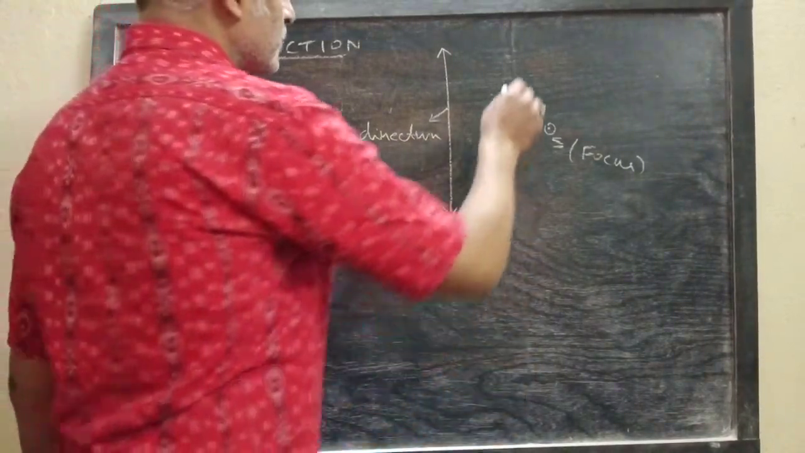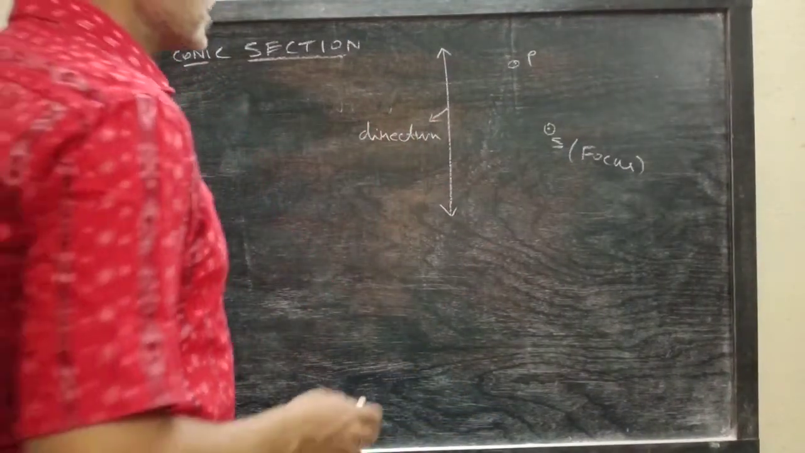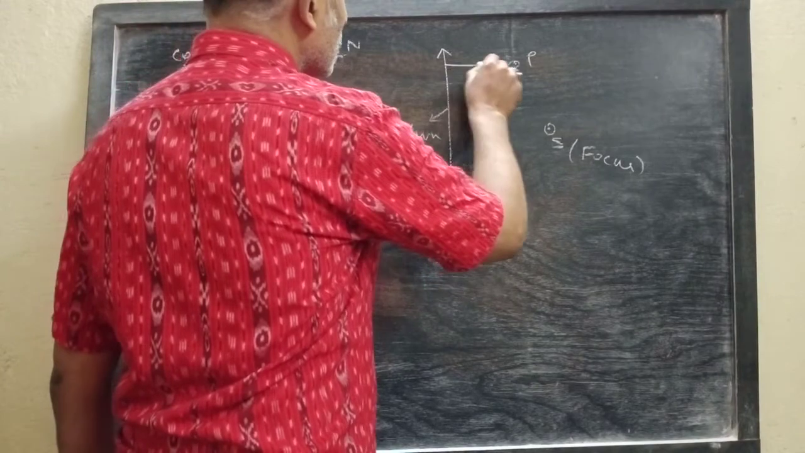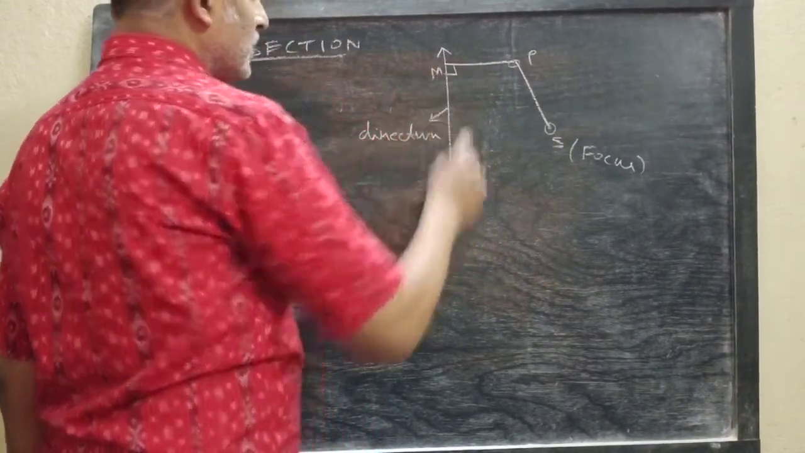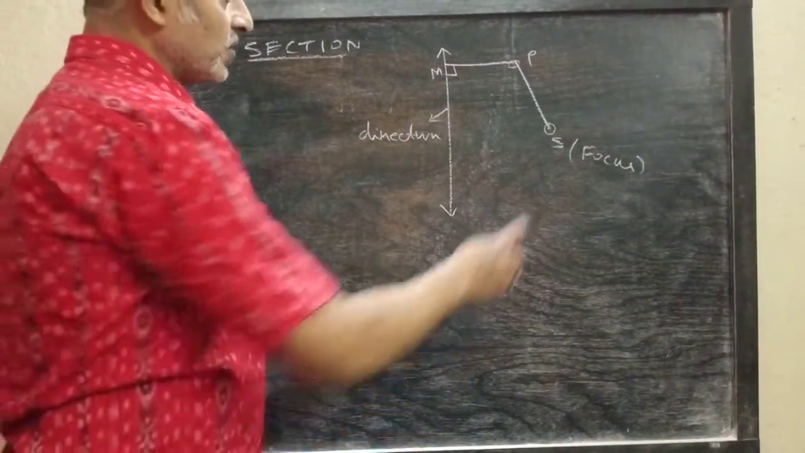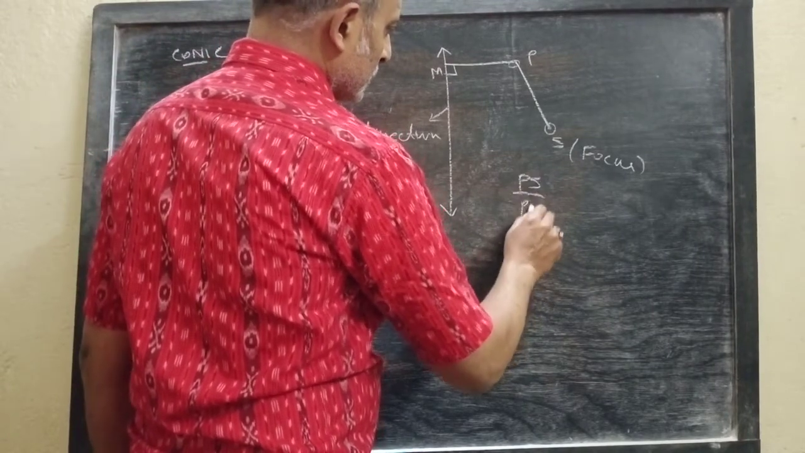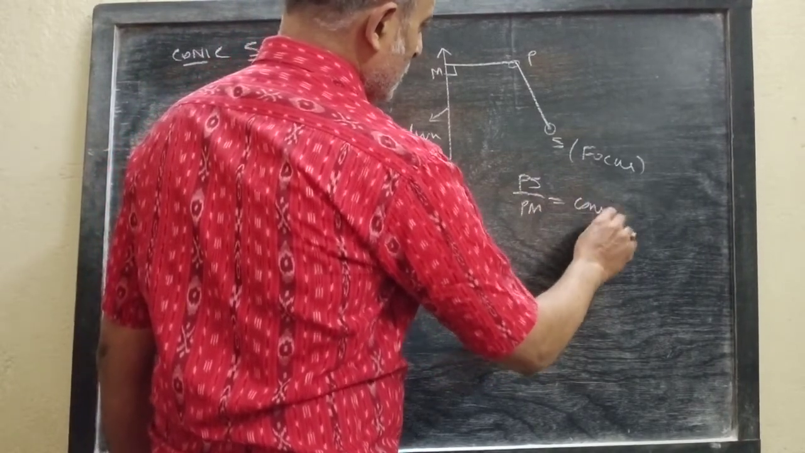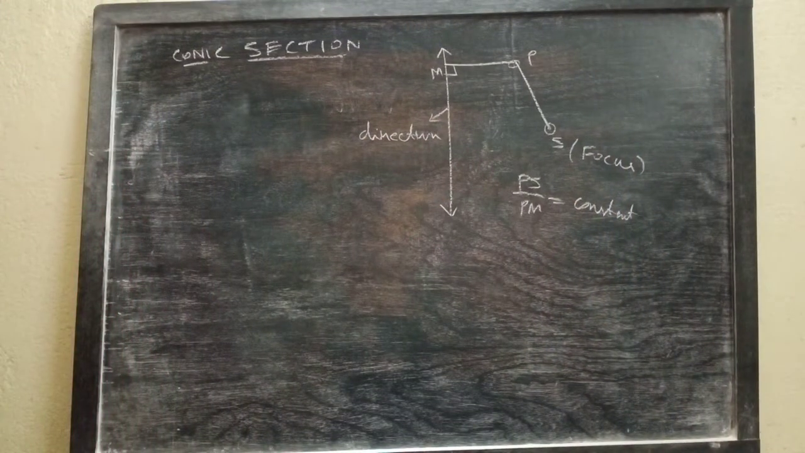Now, suppose a point P moves in the plane keeping a fixed ratio between its distances from the fixed point and from the fixed line, that is PS by PM is always constant in each and every position of its locus. Then the path traveled by the point P is called a conic.